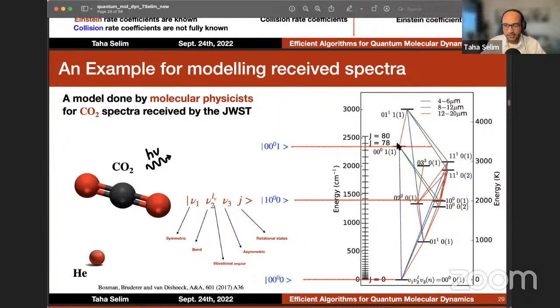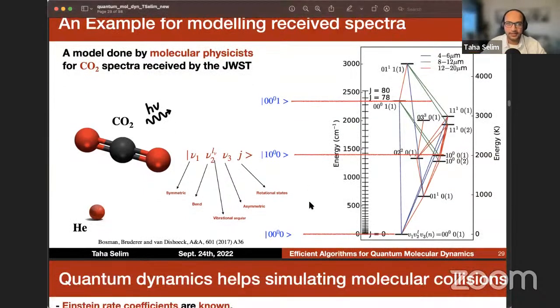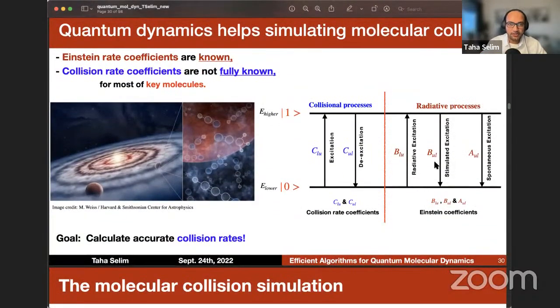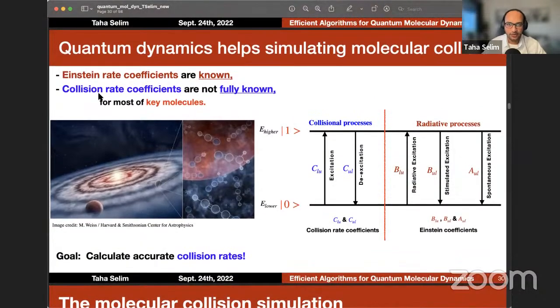And basically what astronomers need is the rate coefficient. They know Einstein coefficients, but they need the rates. So what's the collision rate for going from 2 in the bend, for example, to the ground state? Or to go from the symmetric stretch to the ground state, or from the asymmetric stretch to the ground state, and so on. Providing such numbers is what helps keep the model alive and interpreting the spectra. So the take-home message is that Einstein rate coefficients are known mostly for these small molecules, but collision rate coefficients are not fully known for these key molecules. And the goal is to calculate accurate collision rates.